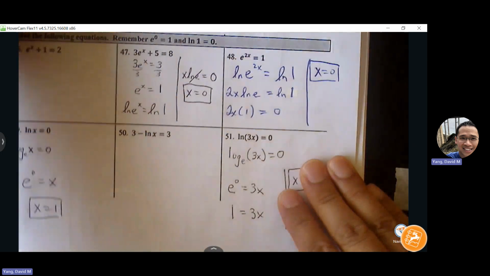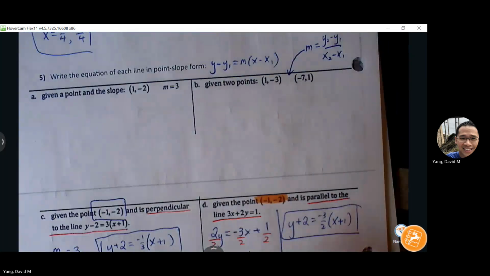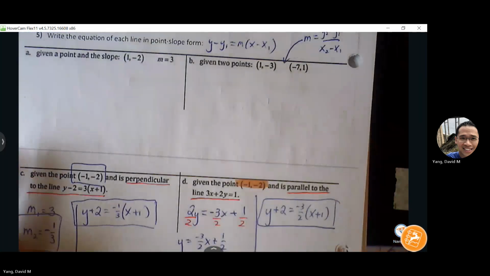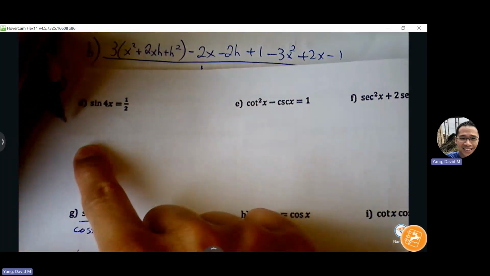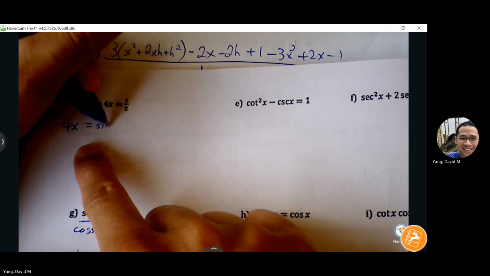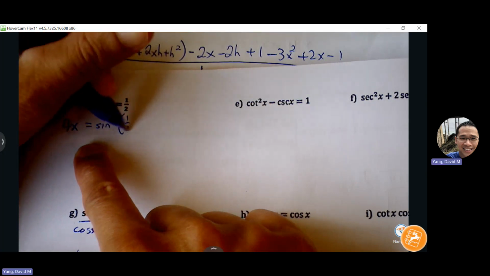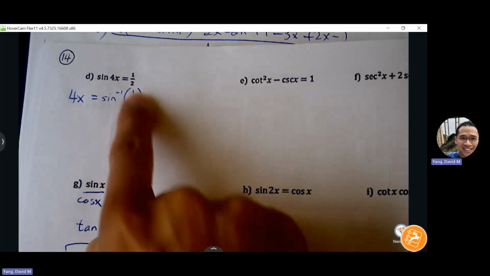So this is, what page is that? 14. Okay, so sine 4x equals 1/2. You got the first steps right. Get that 4x by itself, and when that sine comes over, it becomes inverse sine. So in other words, this is basically asking where is sine equal to 1/2, right?